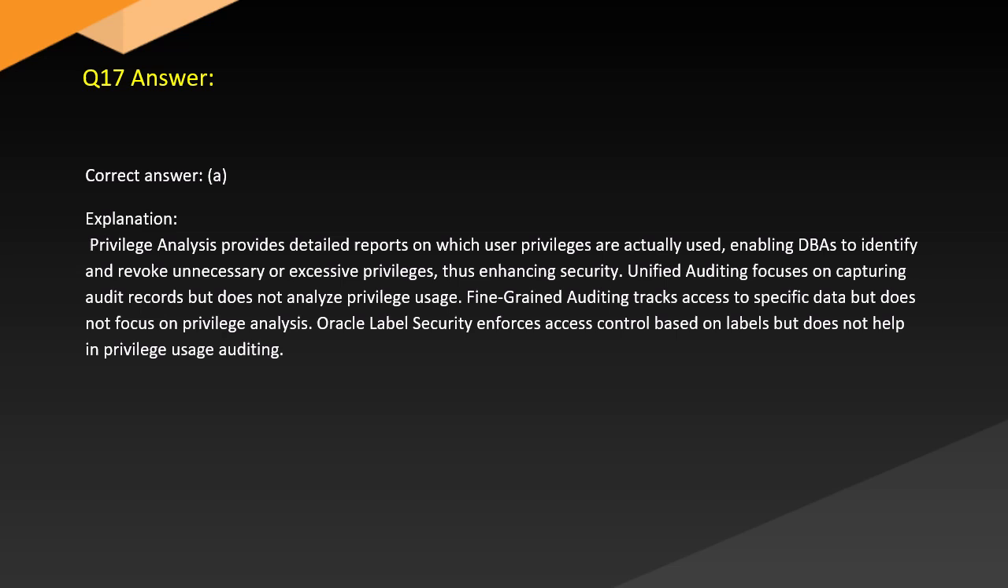Answer. Correct answer: A. Explanation. Privilege analysis provides detailed reports on which user privileges are actually used, enabling DBAs to identify and revoke unnecessary or excessive privileges, thus enhancing security. Unified auditing focuses on capturing audit records but does not analyze privilege usage. Fine-grained auditing tracks access to specific data but does not focus on privilege analysis. Oracle Label Security enforces access control based on labels but does not help in privilege usage auditing.